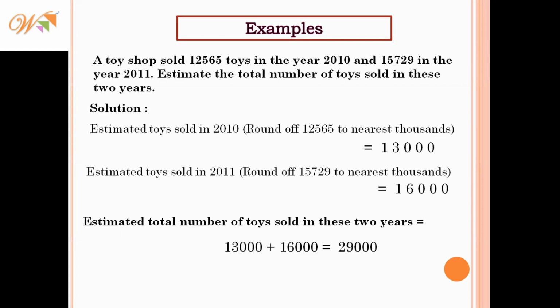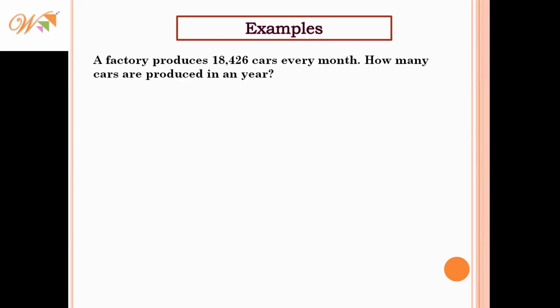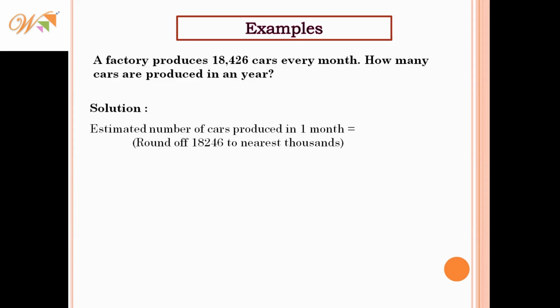Now, let's look at one more example. A factory produces 18,426 cars every month. How many cars are produced in a year? 18,426 times 12 will take a few seconds to calculate. So, what I'll do, I'll just round off 18,426. 18,426 when rounded off to thousands will give you 18,000. Correct? And in a year means 12 months.